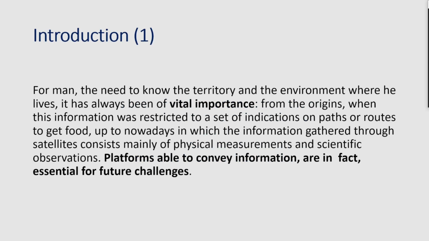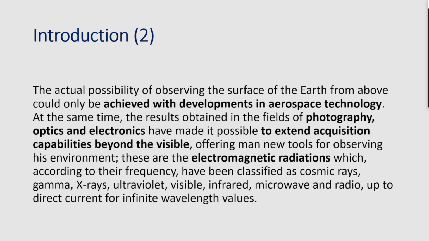Introduction 1. For man, the need to know the territory and the environment where he lives has always been of vital importance, from the origins, when this information was restricted to a set of indications on paths or routes to get food, up to nowadays, in which the information gathered through satellites consists mainly of physical measurements and scientific observations. Platforms able to convey information are in fact essential for future challenges.